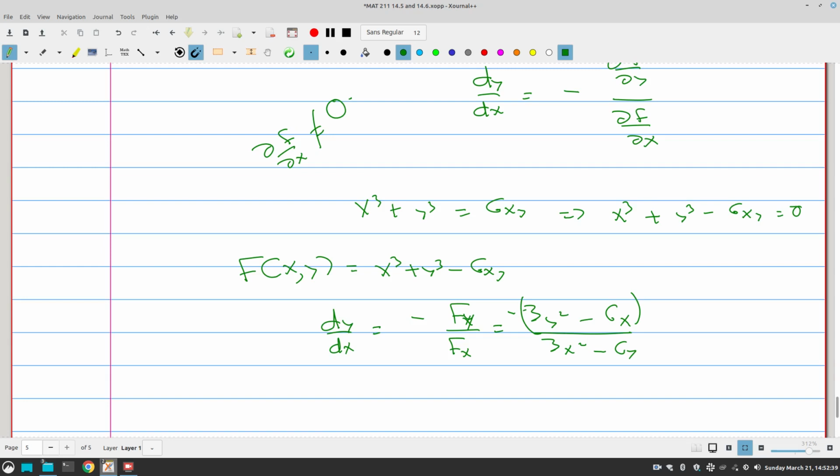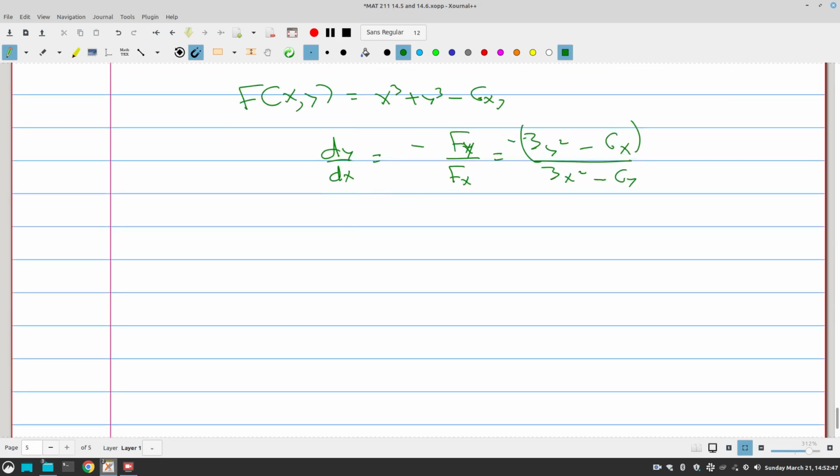Now, if z is a function, let's say x and y are independent. Let's say we have a function g, which is a function of x, y, and z, but z is actually a function of x and y. So x and y are the independent variables here.